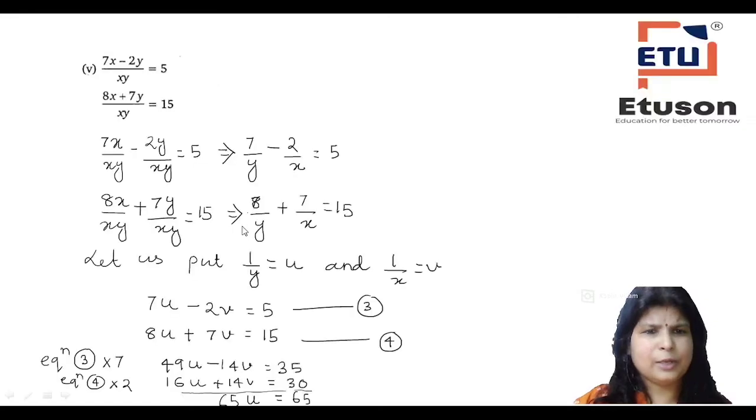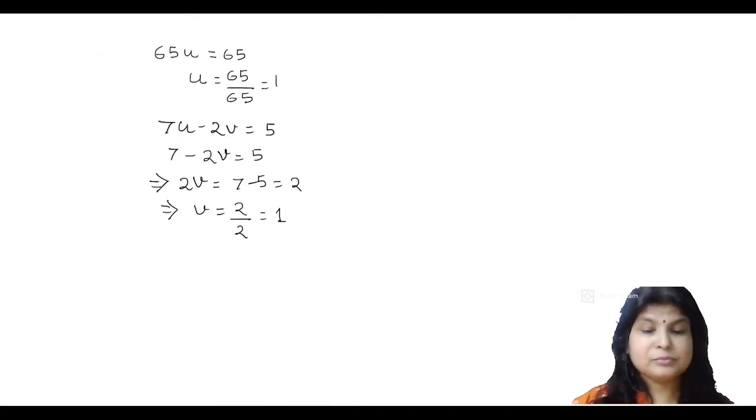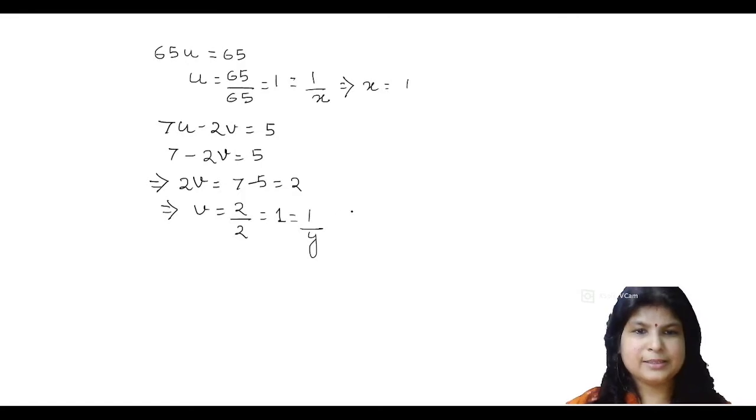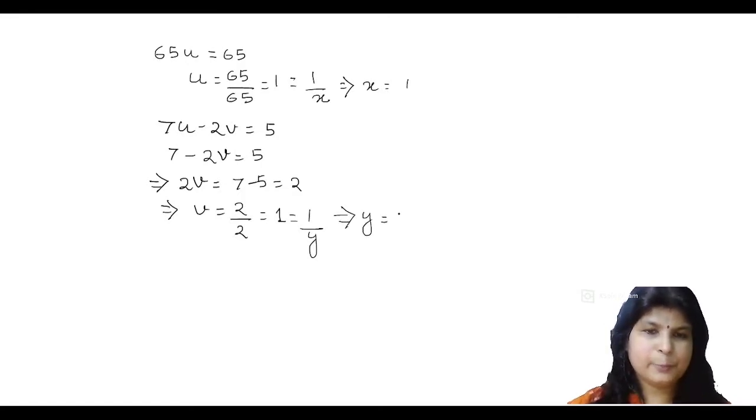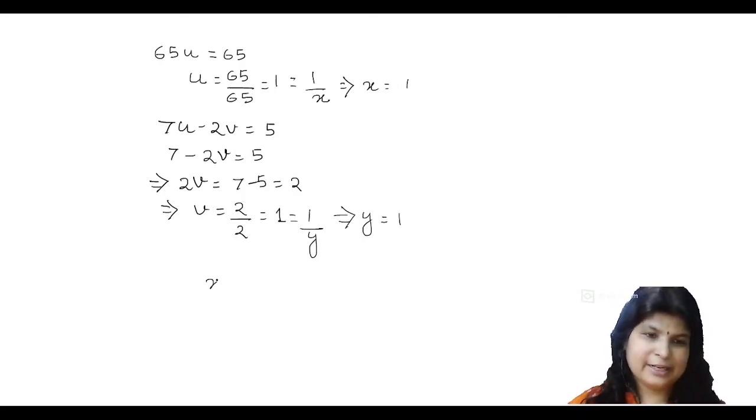Now let us check what we have assumed previously. We have assumed that u is equal to 1 by y and v is equal to 1 by x. So let us just write down. Your v was equal to 1 by y and u was equal to 1 by x. So what will be the value of x then? Because it is 1, the answer for u and v remains the same, and your solution values are x is equal to 1 and y is equal to 1 respectively.